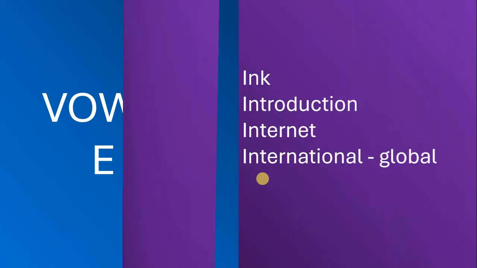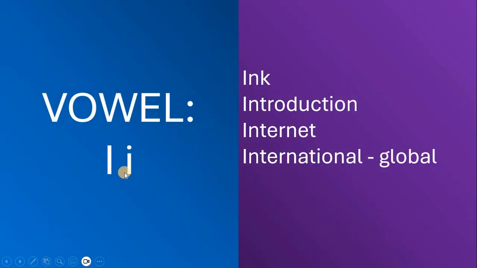Then we have the vowel i. We have ink. When you're writing, the pen contains ink. The printers contain ink. Then we have introduction. That's the beginning of something. Then we have internet. Most of you have used the internet. Then we have international. That is like global. When you talk of international, you're talking of all countries.